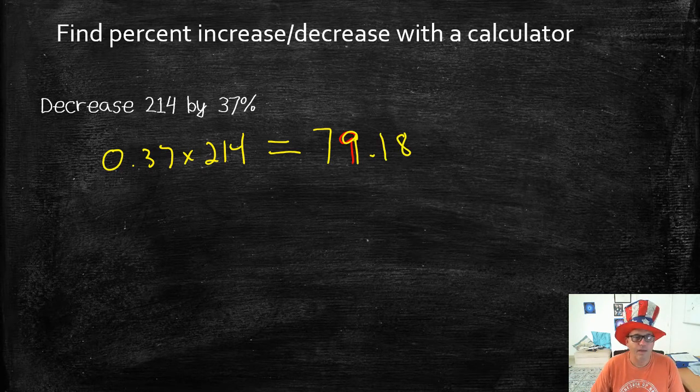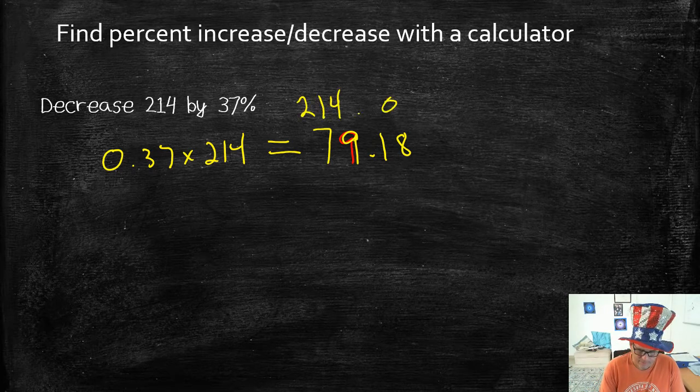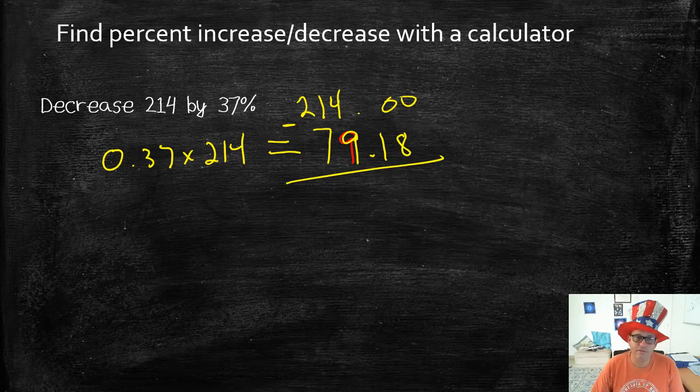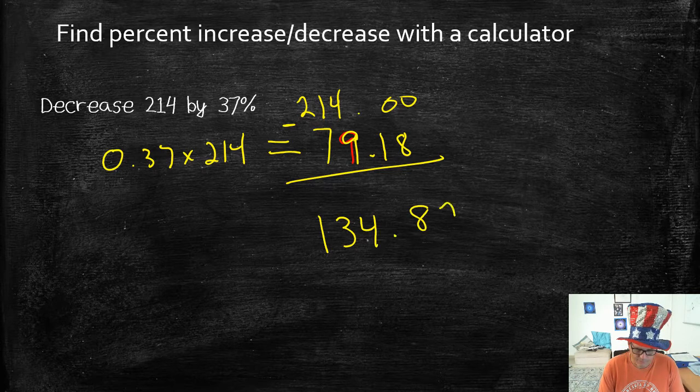79.18. Okay, now I'm decreasing, so I need to subtract. So I need to do 214 take away 79.18. All right, now again, you're just going to put this in your calculator. We don't need to do this by hand. It's a calculator question. 214 minus 79.18, and your calculator should tell you it's 134.82. So as you can see, if we can use our calculator, we can do these types of calculations much quicker.